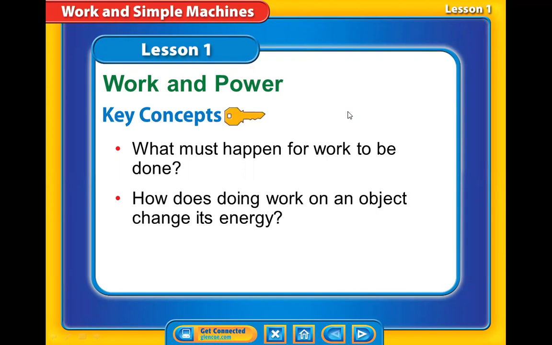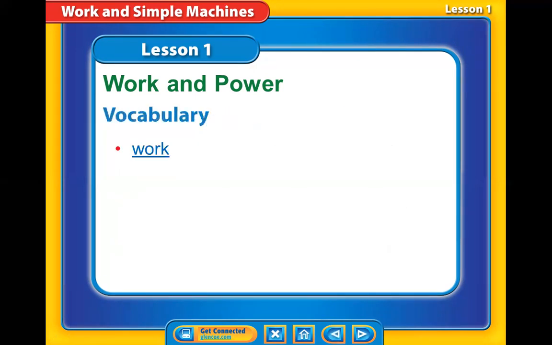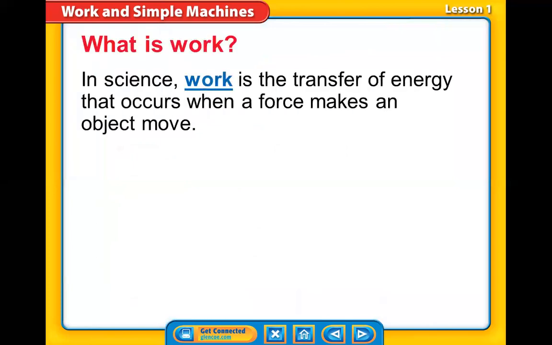What must happen for work to be done? What do we have to do? And we are going to call it work. And how are work and power related to each other? What's the relation between them? Before we start the lesson, we have to know that we have some key words or new vocab, which are work and power. First, what's work?